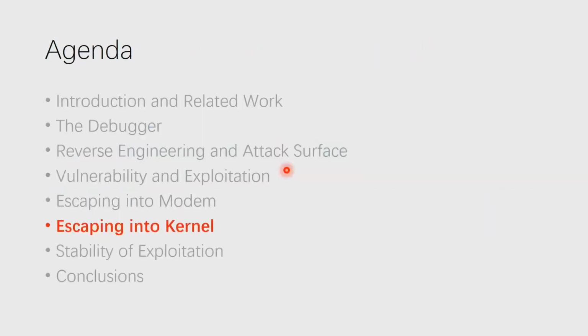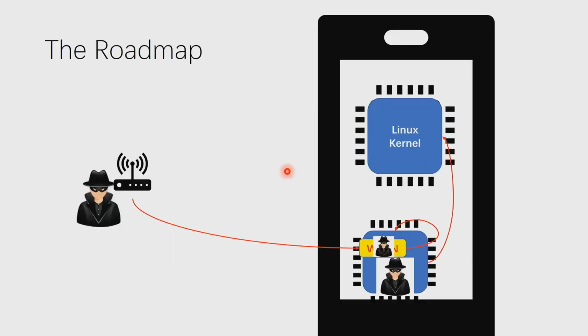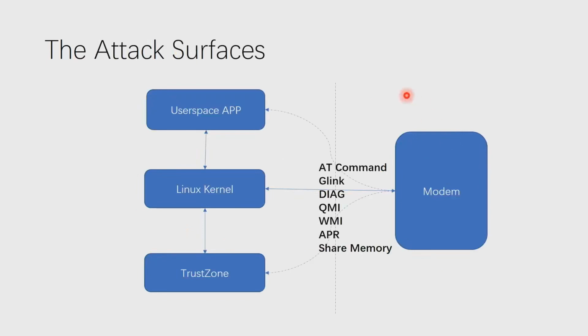Okay. So let's see how to escape into the Linux kernel from the modem. So we are here. We are in the modem now, and we are going to here, the Linux kernel. The baseband subsystem is on a separate chip, not on the main chip that the Linux kernel is running on. There are a lot of interfaces between the baseband subsystem and the Linux kernel. Each of the interfaces is an attack surface.